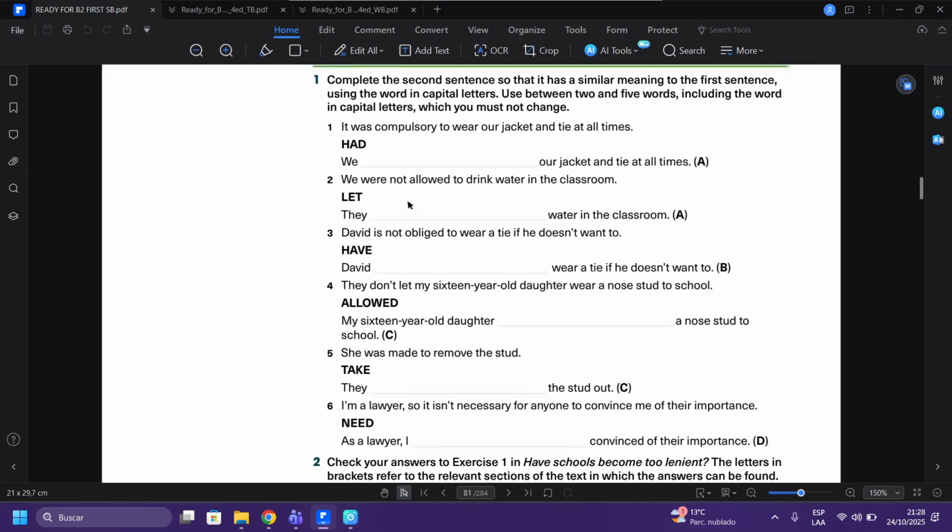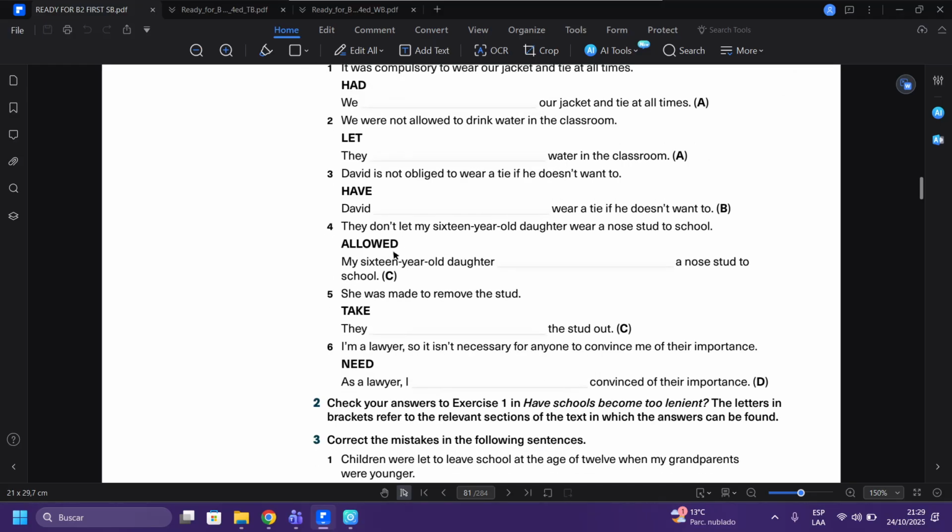Number 2, we weren't allowed to drink water in the classroom. Right? We weren't allowed to drink water in the classroom. So we have the keyword let, taking into account that we're talking in past. So it means that they didn't let us, right? They didn't let us drink water in the classroom. That is the answer.